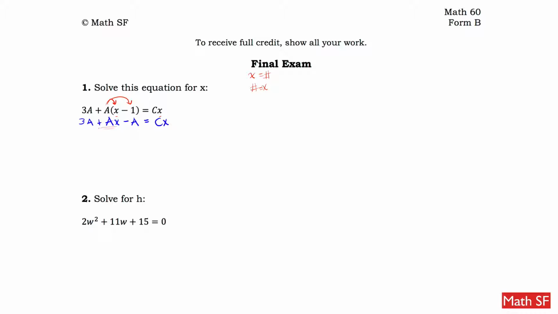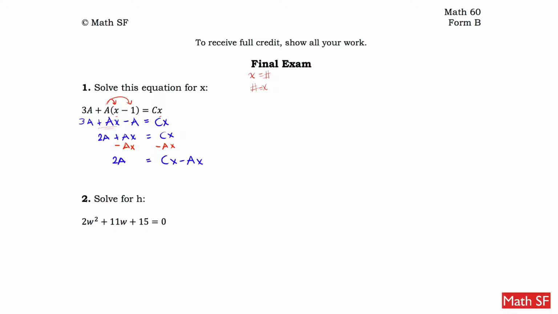But before moving anything, let's see if we can combine some like terms. If you look here, we have 3a minus a. Those must be combined first. So I'm going to have 2a plus 8x equal to cx. Now, this 8x that is here, I'm going to move to the other side. So I subtract 8x on both sides. Then that leaves me with 2a equal to cx minus 8x.